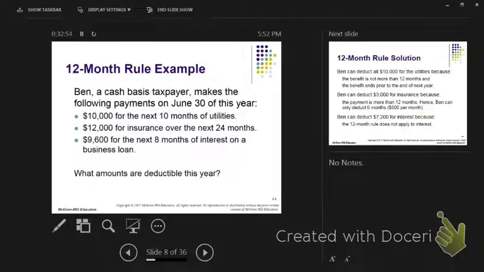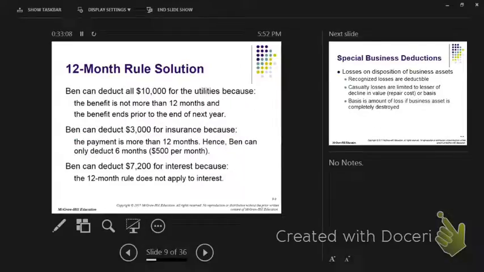And what about the $9,600 for interest? It was 8 months of interest on a business loan. So the $10,000 was all deductible because the benefit ended before the next year. We only could do $3,000 because it went over more than the 2 calendar years. And Ben can deduct only $12,000 because the 12-month rule applied. So we had to figure out of that $9,600 of interest how much of it was in that year, and that's all we could deduct. You can still deduct interest, but you can only deduct what happened in that year.